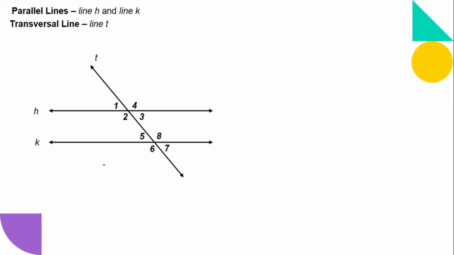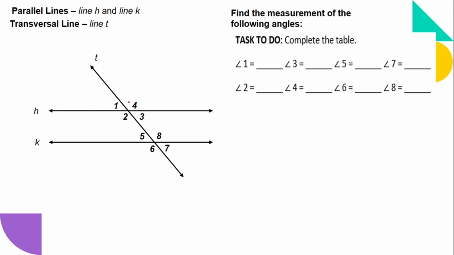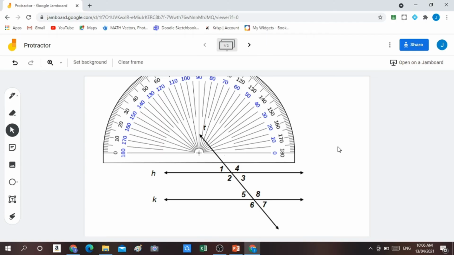So, and then we have a transversal na kato ng transversal na line T. And we have the angles formed. We have 1, 2, 3, 4, 5, 6, 7, and 8 also. Okay? So, ang gagawin naman natin is we need to look for the measurement of the angles. Okay? Lahat ng angles na yan. Okay? So, let's use our protractor for this activity. Okay, let's now measure the angles here using our protractor.